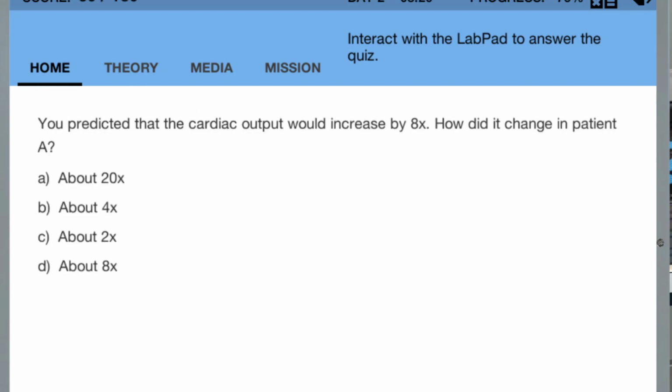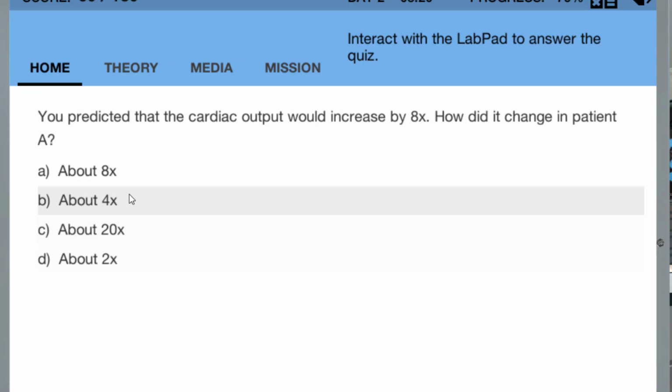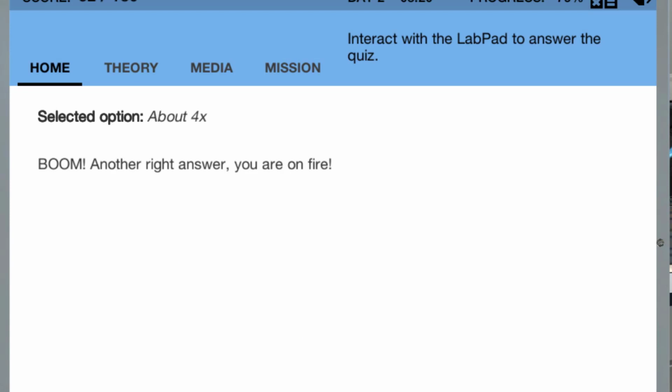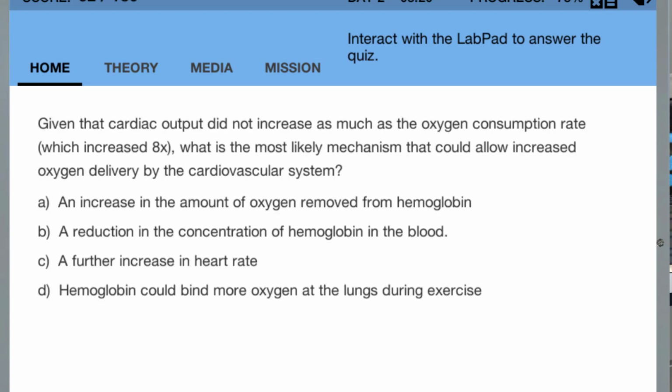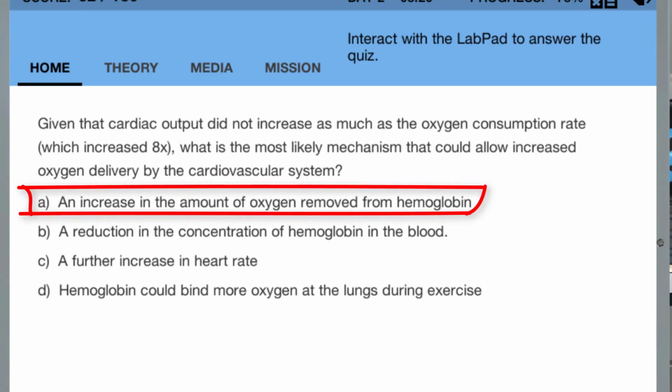You predicted that the cardiac output would increase by 8 times. How did it change in patient A? Boom. Another right answer. You are on fire. Given that cardiac output did not increase as much as the oxygen consumption rate, what is the most likely mechanism that could allow increased oxygen delivery by the cardiovascular system?